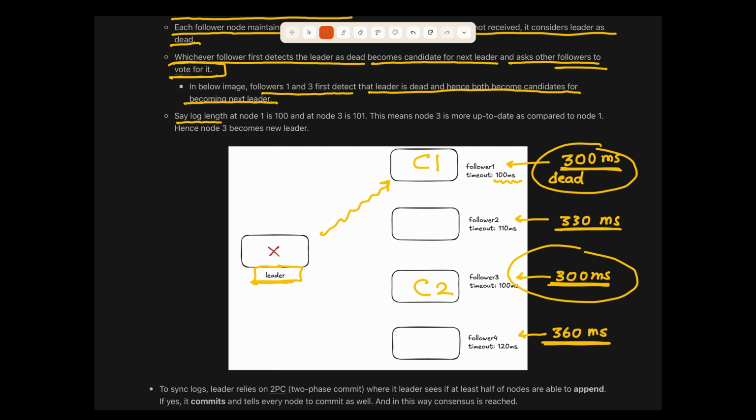So say the log length at node 1 is 100. 100 logs are there. The length of the logs at follower 1 is 100. And at node 3 it is 101. So which one is the latest one according to you?